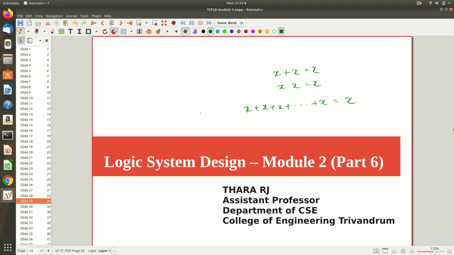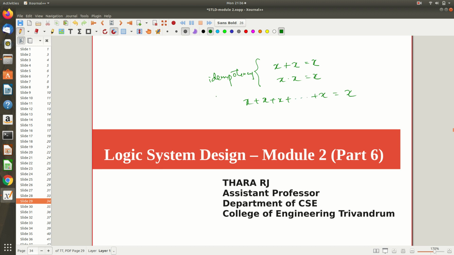So over the same operand, if I am repeatedly applying the operator, it is giving you the same answer. It's not generating something new. That is the meaning of idempotency, right? This is what we proved last, right? Now let's see the proof of some more important theorems.